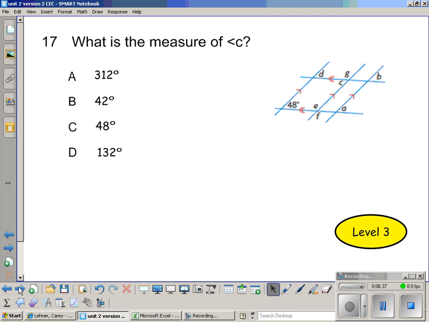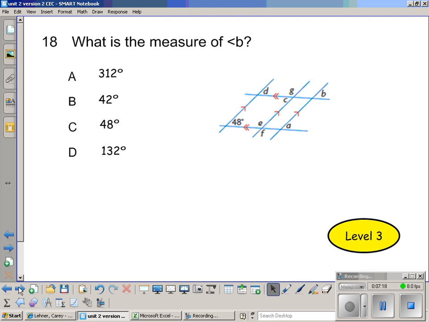The measure of angle C in this case. Again, there's more than one way to get there. We could look at 48 degrees and angle D are corresponding. Corresponding angles are the same, so angle D is going to be 48 degrees. And then if you look at angle D and angle C, they are alternate interior angles on a different set of parallel lines. And alternate interior angles are equal, so therefore angle C must also be 48 degrees, which is answer C.